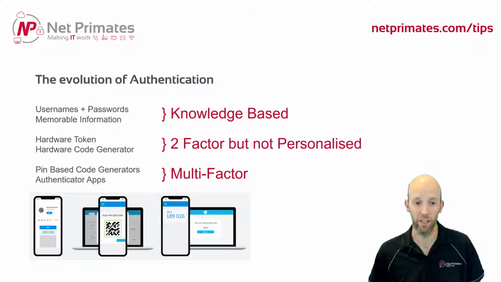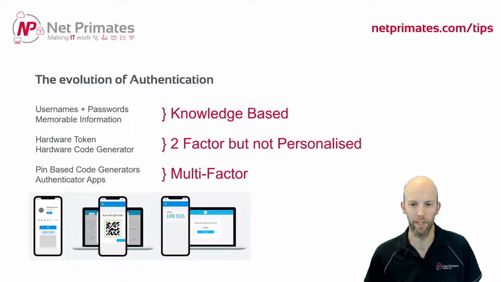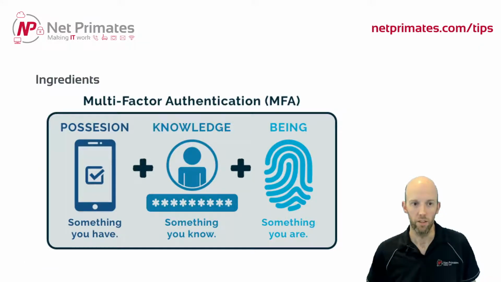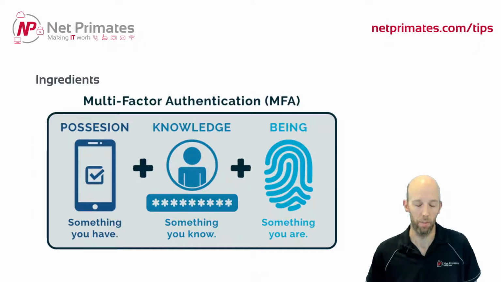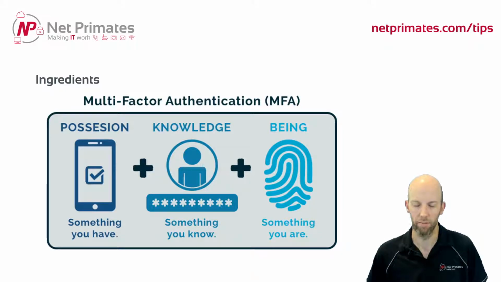And the current generation of both Authenticator apps and PIN-based code generators are what I'd refer to as true multi-factor solutions. So the ingredients that I've just covered very quickly: there's a device, a possession, something I have. It's either a PIN code generator or an app on my mobile phone. Something I know: I still need my username and my password to get into the system in the first place. And something that you are, so the biometrics in the case of the Authenticator app on a phone, or the PIN code that I need to know to be able to log into the code generator from the banks.